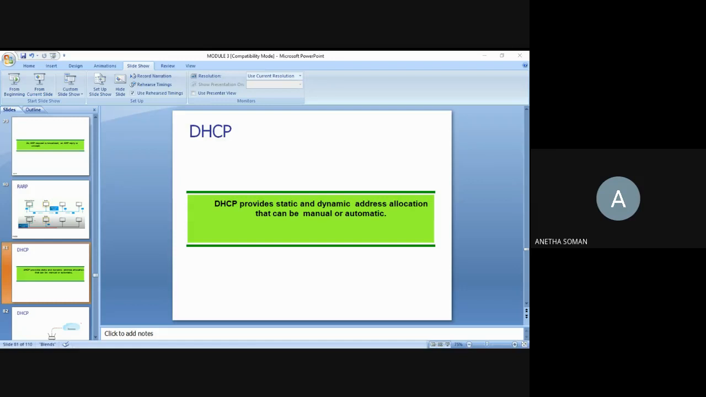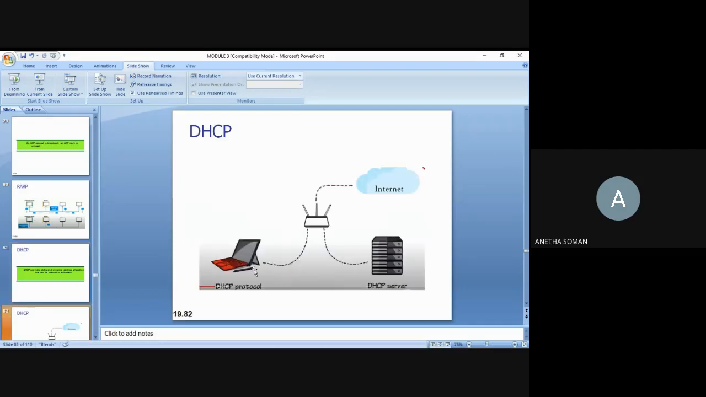The DHCP server and the DHCP client have communication. The laptop is running the DHCP protocol, as seen in the next diagram. You have your laptop, which includes the DHCP protocol, and the router, which you want to connect to the internet, and this router is acting as the DHCP server. So the IP address is assigned automatically, and the special host providing that service is called the DHCP server.